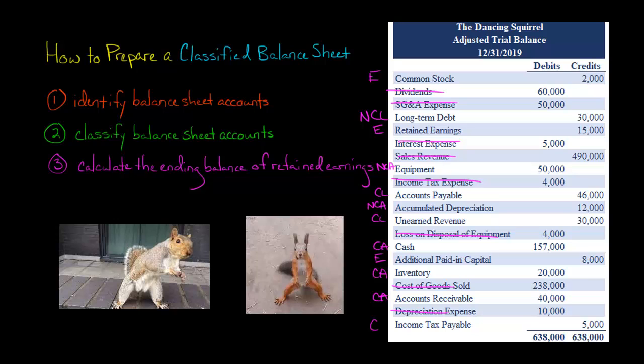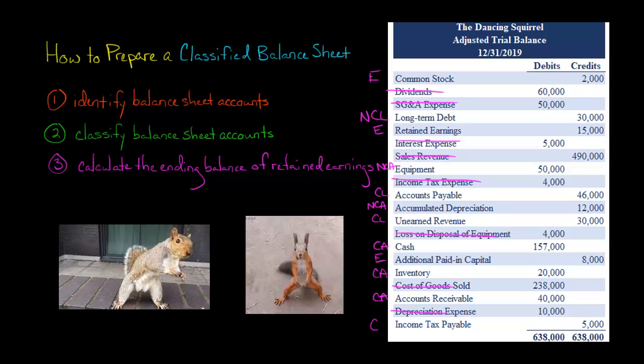So what we're going to have to do is calculate the ending balance of the retained earnings account. And that might seem a little weird because you might be thinking, hey, we've got the retained earnings balance right here. We see that it is $15,000. So can't we just put $15,000 for retained earnings in the equity section of the balance sheet? No. And the reason is that we have not closed out all the revenue and expense accounts or the dividends account. Remember, there are three types of temporary accounts: revenue accounts, expense accounts, and the dividends account.